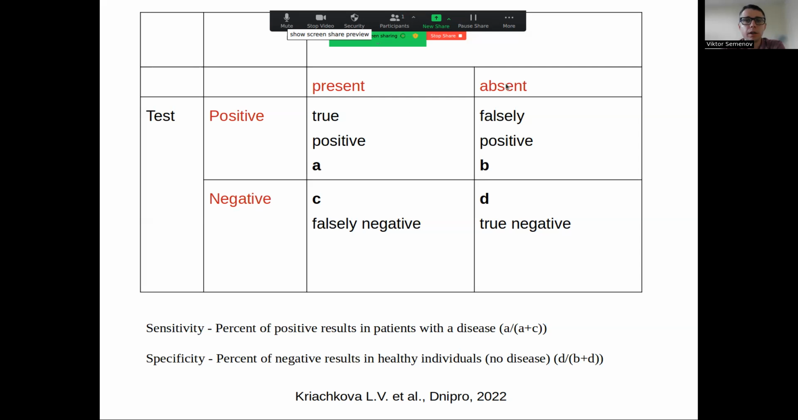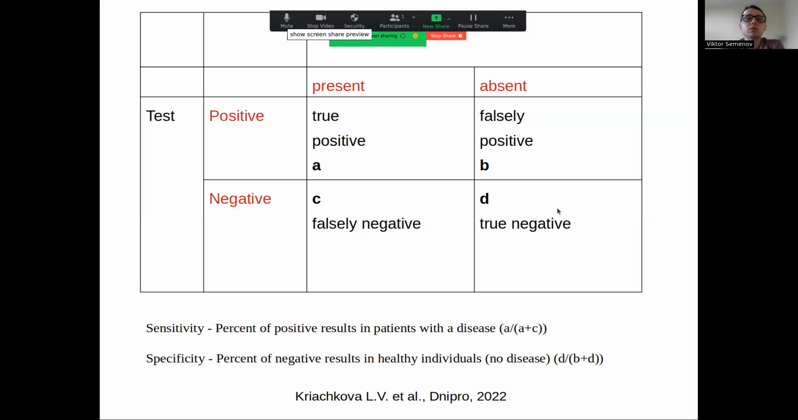If the disease is absent, but the test is still positive, we call this result a false positive. It is positive, but there is no disease. If a person has the disease but the test shows negative, we call this result a false negative. So the disease is present, but the test tells us that there is no disease, which, as you can understand, is pretty dangerous, because there is a disease, but we don't know yet that this disease is present.